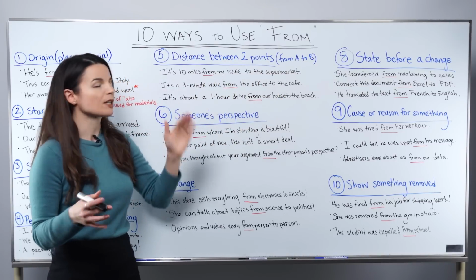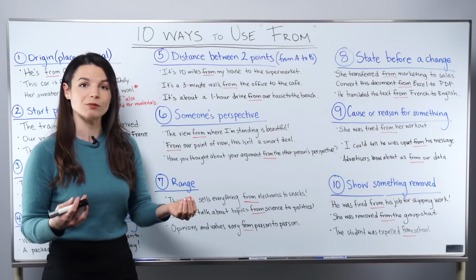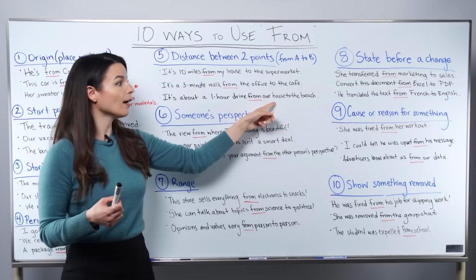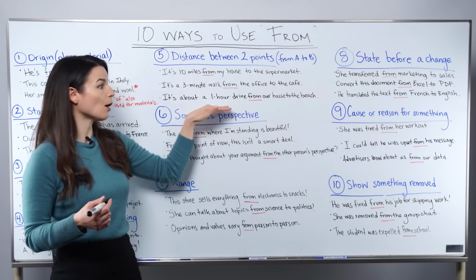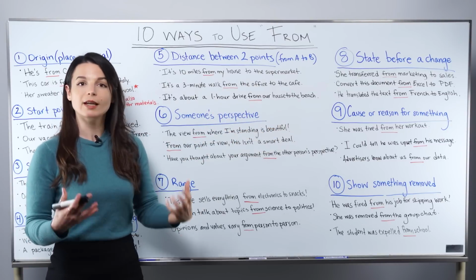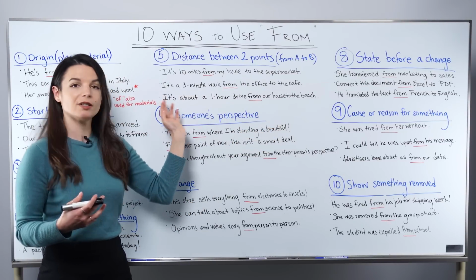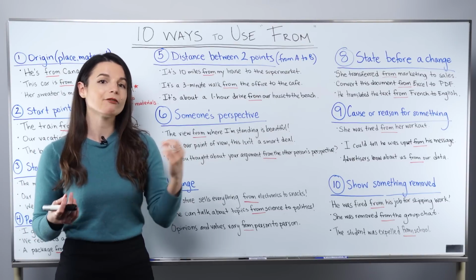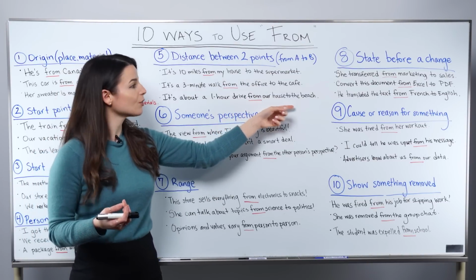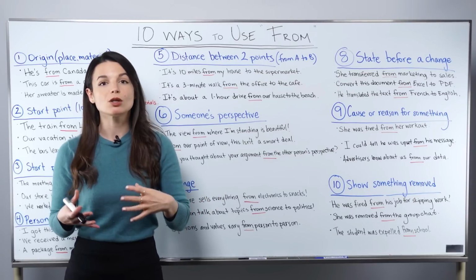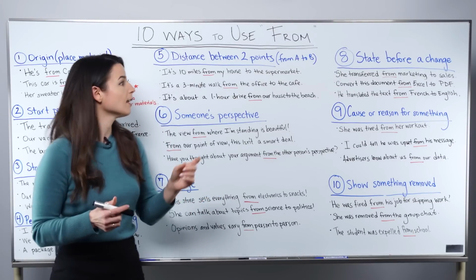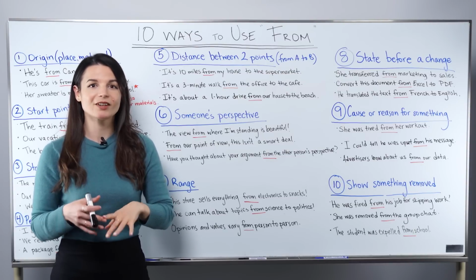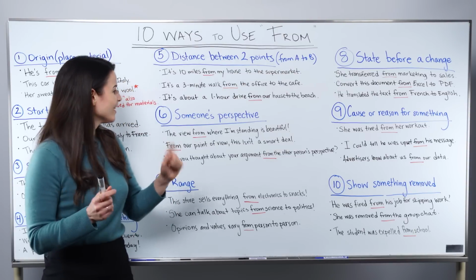So we can use this to express distance in this way with time as well. Last example then. It's about a 1-hour drive from our house to the beach. So again, we're using time to measure distance, and in this case, we're talking about driving a car somewhere. A 1-hour drive from start point, our house, to destination, the beach. So we can use from to mark the start point in terms of our location for miles, kilometers, meters, whatever, and for time too.